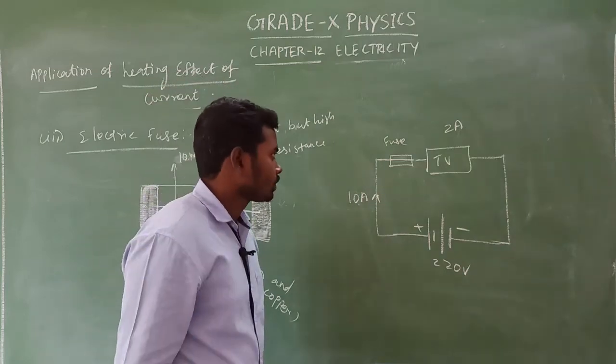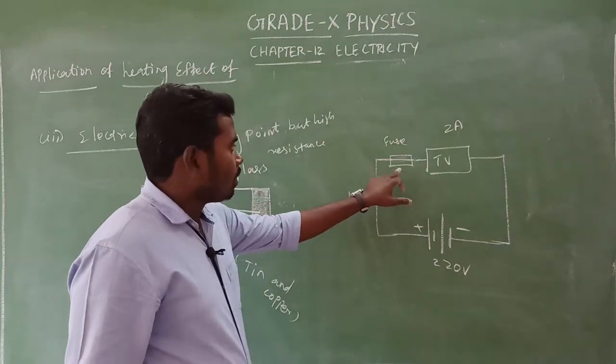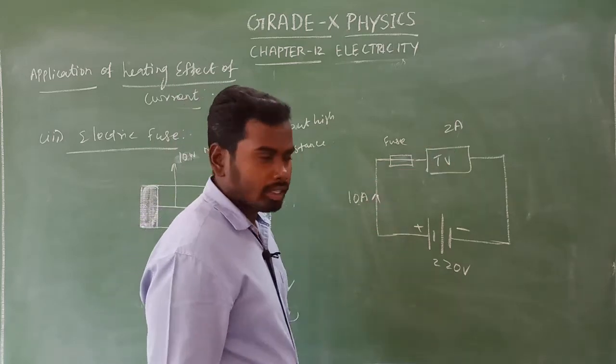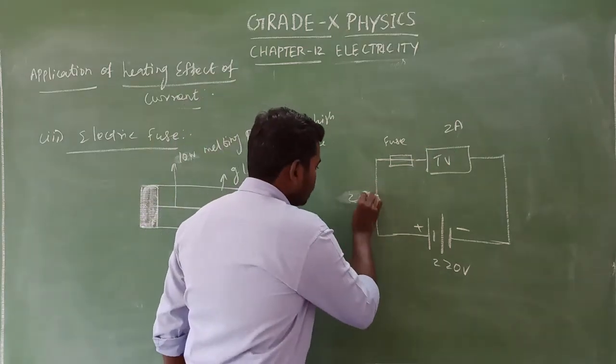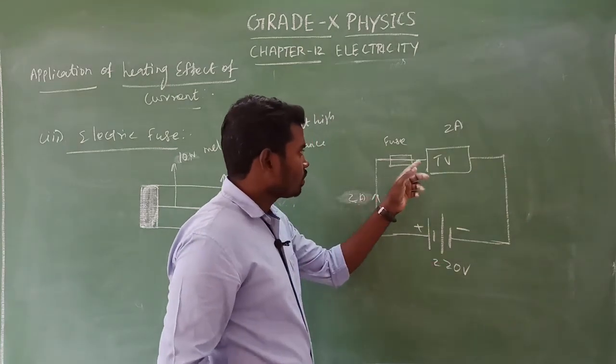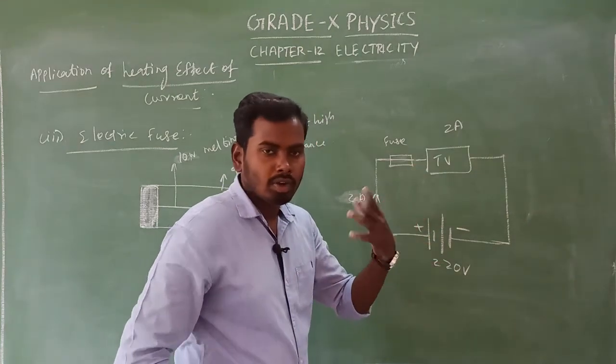We connected the fuse here. The TV requires 2 ampere current. We apply 220 volt, so 2 ampere current flows through the circuit. So the TV will start running.